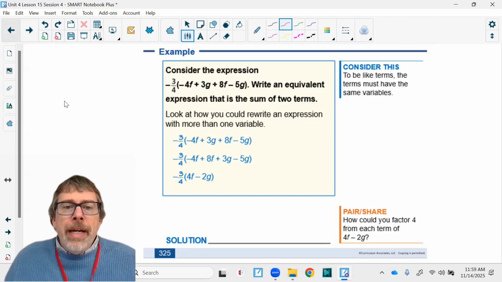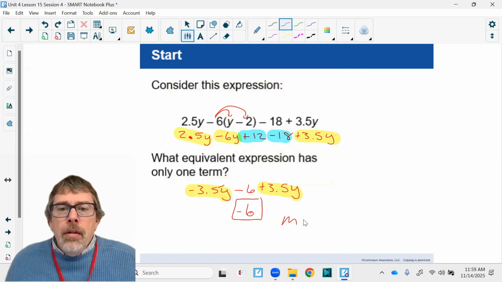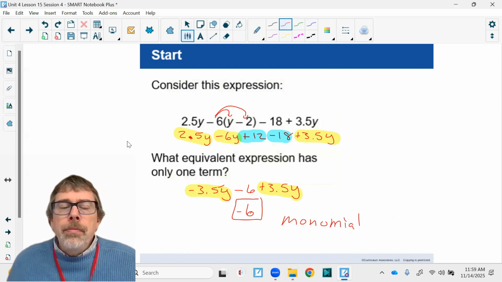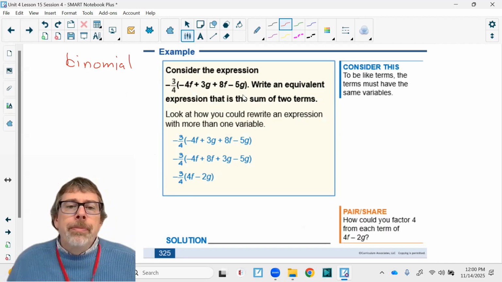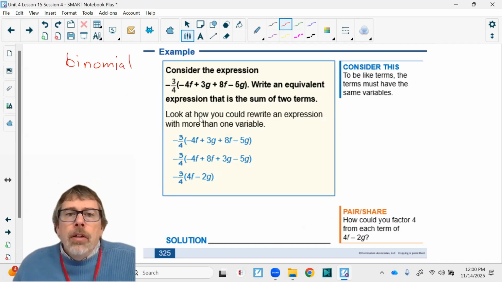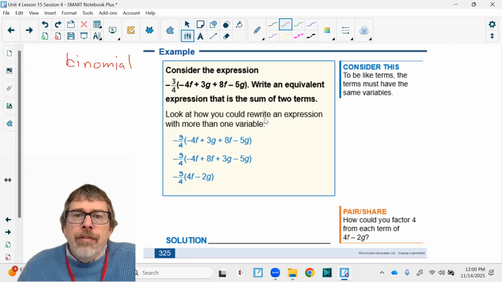Okay, one term back here, mono meaning one, monomial. Okay, two terms, bi meaning two, binomial.